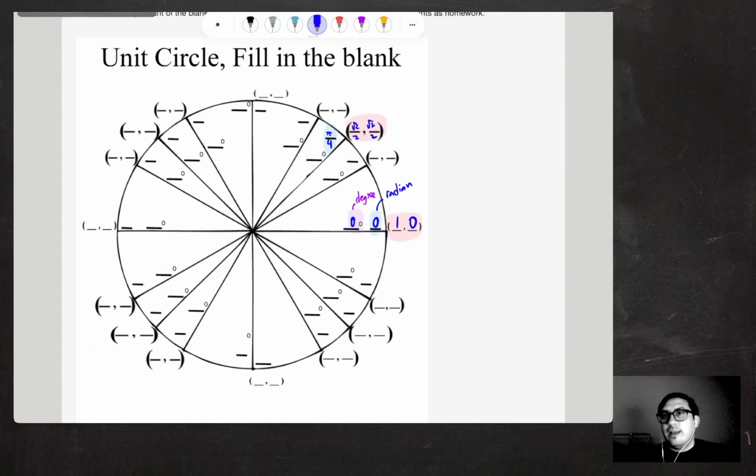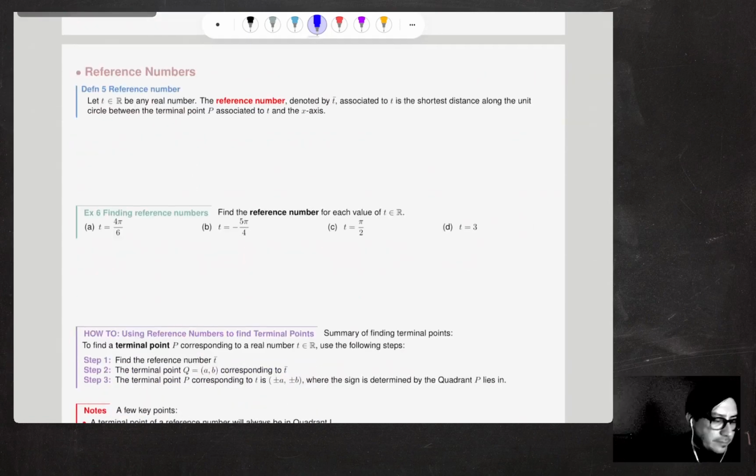So next up, let's continue with reference numbers. We're almost done. There's a few more exercises, but it'll go a little bit quicker from here. Okay, so what is a reference number? It says, let t be a real number. The reference number associated, let's zoom in a tiny bit.